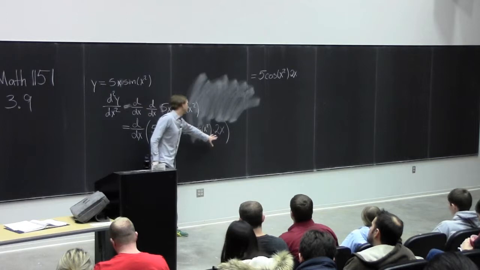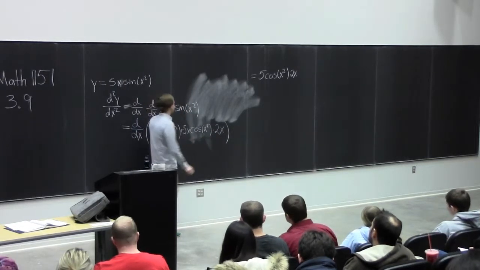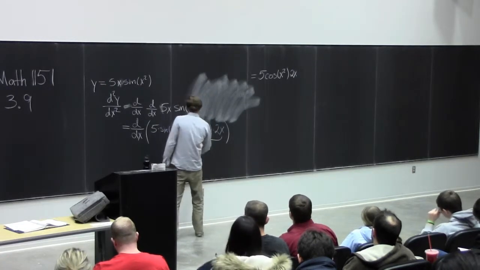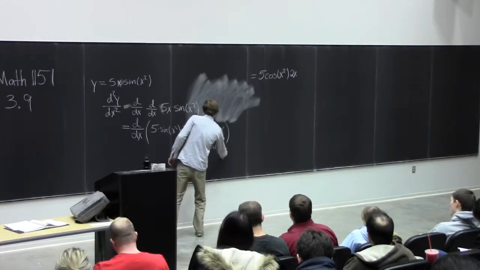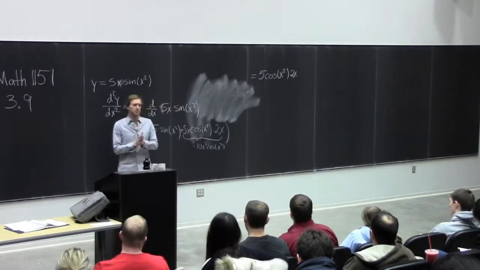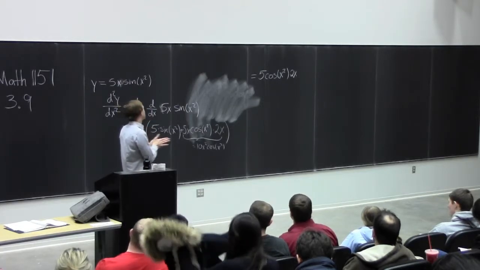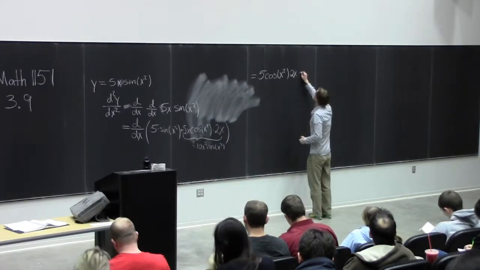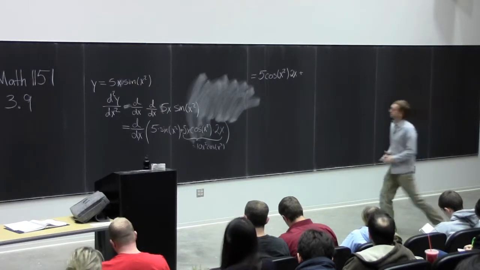And now I take the derivative of this term. Now it's going to help if I simplify this a little bit, probably. So let's go ahead and do that. This is equal to 10x squared cosine of x squared. So now I'm going to take the derivative of 10x squared cosine x squared. I have to use the product rule again.